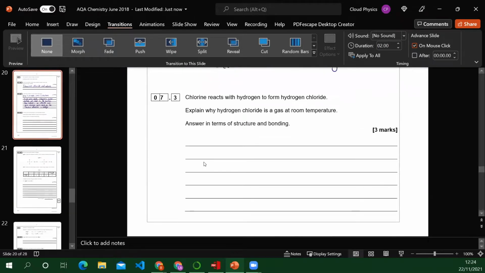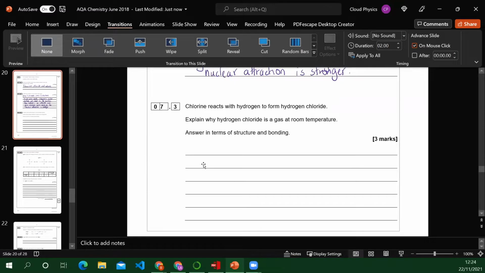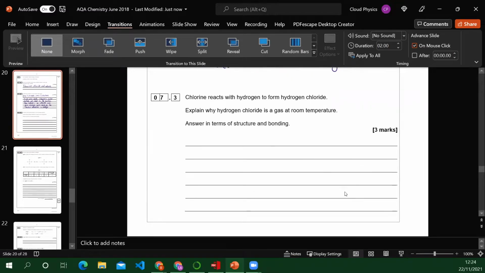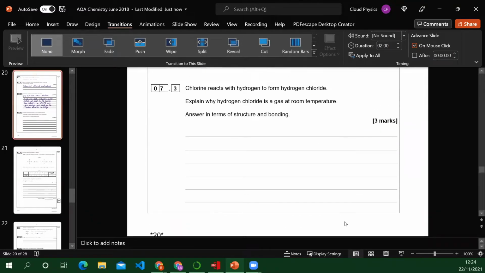Oh, sorry, I missed the question. Sorry, go back. Chlorine, so let's go back. We're going to leave that question. We'll come back to it. Chlorine reacts with hydrogen to form hydrogen chloride. Explain why hydrogen chloride is a gas at room temperature. Answer in terms of structure and bonding.